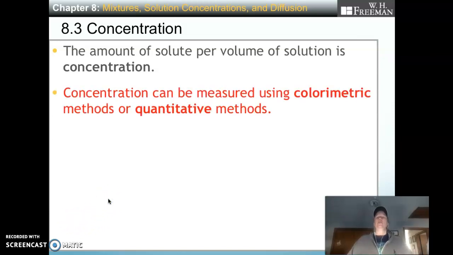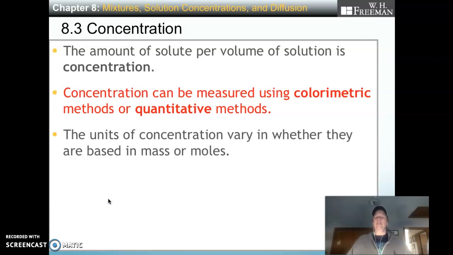Okay. So it can be measured using colorimetric methods or quantitative. In most cases, we use quantitative. Colorimetric would be you run it through a machine and it reads the amount through a series of colored tubes using the electromagnetic spectrum. We're not going to do that. We're just going to do it quantitatively. We're going to actually determine it by multiplying and dividing.